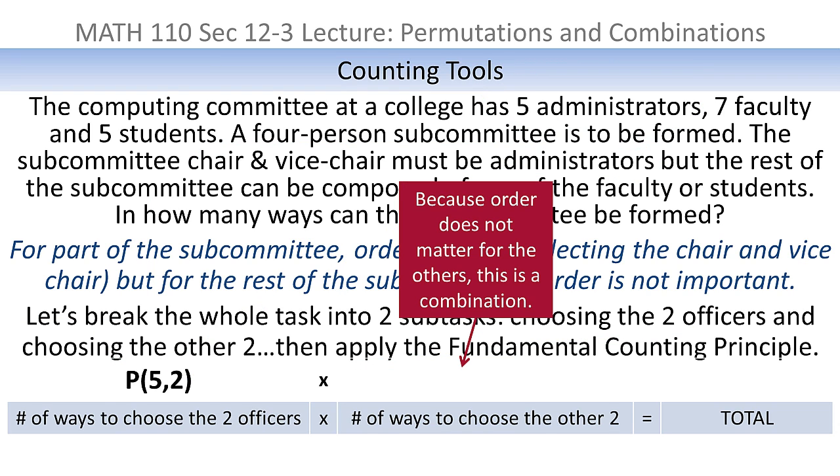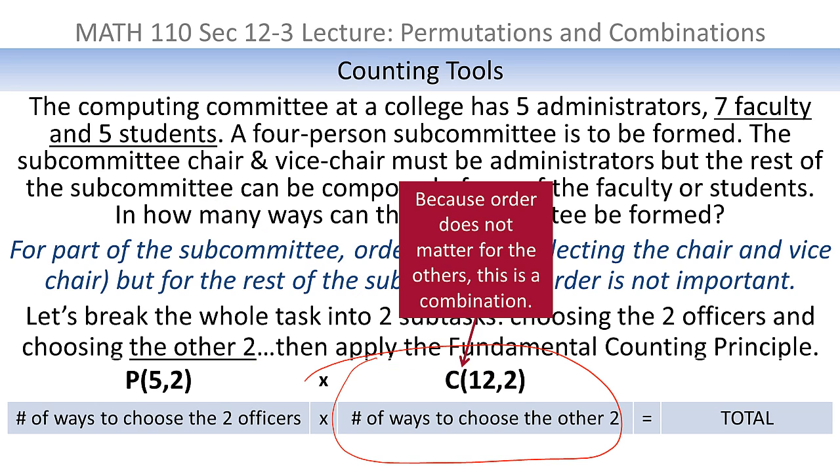Now I move to task 2. For choosing the other 2, I don't care about order. I just grab 2 of the people that are either faculty or students and throw them on the committee. It doesn't matter which one's chosen first. So that is a combination. Order doesn't matter. And remember, it said that the other 2 can be anybody from the faculty and students. Well, that's a total of 12. So if you take the faculty and students and add together, you get 12, but you're still choosing 2 of them. So that's a combination of 12 objects taken 2 at a time. And that's task or subtask 2.